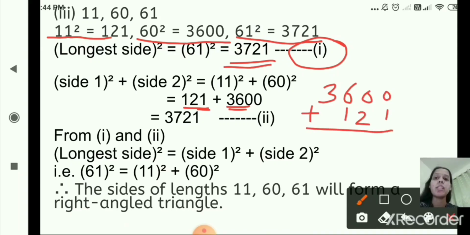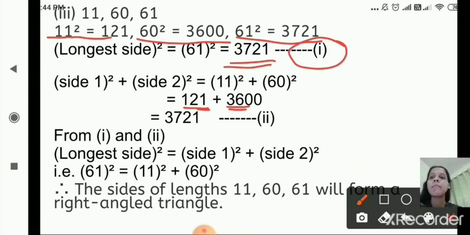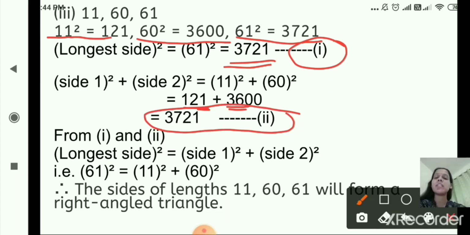121. Now do the addition. 1 plus 0 is 1, 2 plus 0 is 2, 6 plus 1 is 7 and 3 as it is. So what is the addition? 3721, correct? So what is the answer for the second statement? That is 3721. Now from the first and second statement, see here, longest side square is equal to side 1 square plus side 2 square. Now this is 3721 and this is also 3721.